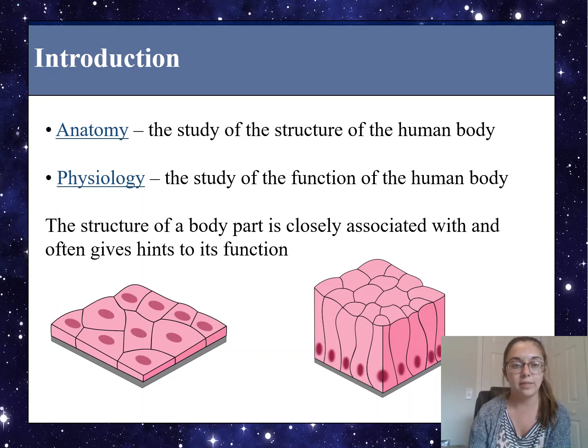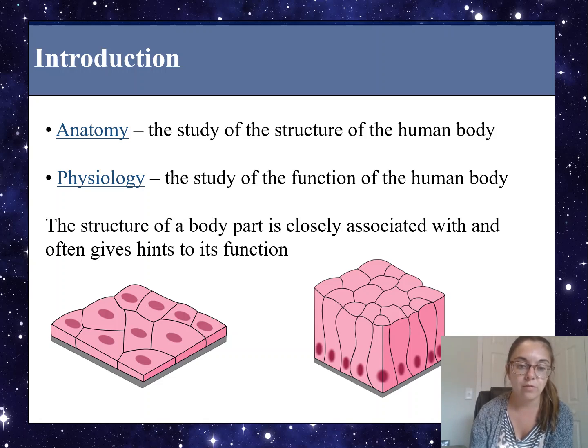Now, anatomy is kind of like the memorization piece, whereas physiology is more of a complicated process that you need to learn and understand. The structure of a body part is often very closely related to its function, or what it does. So, looking at the pictures on this page, they're types of epithelial tissue, which could be like skin cells or cells that line different organs. Now, the one on the left, the structure of it is flat and thin. So these cells allow materials to pass easily through them.